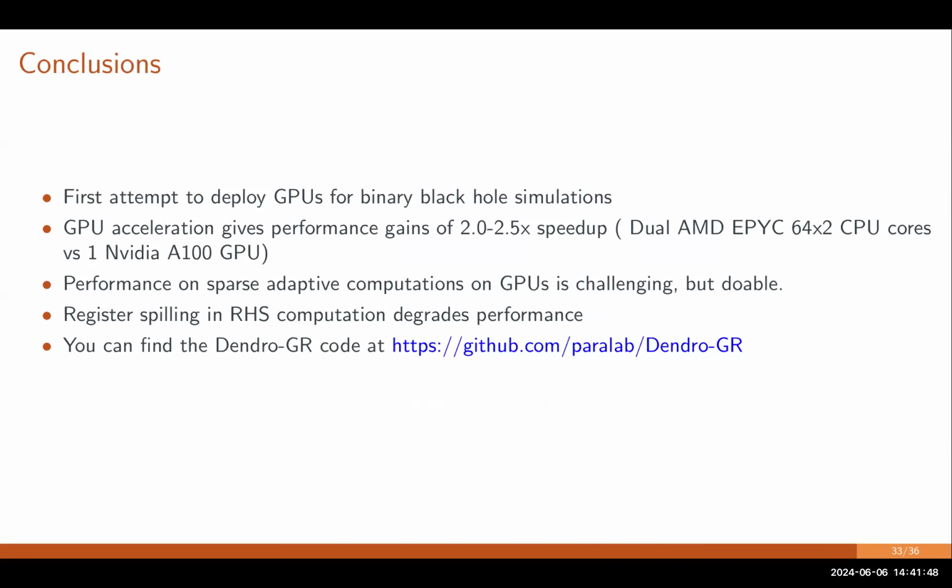So in conclusion, I think this was done in 2023, if I remember correctly. To the best of our knowledge, this was the first time GPUs were used to accelerate binary black hole simulations. Using GPUs, comparing 2 CPU sockets to a single GPU, we were getting 2 to 2.5x. These are memory-bound computations, so the maximum speedup you can get is limited by the bandwidth of the CPU versus the bandwidth of the GPU.